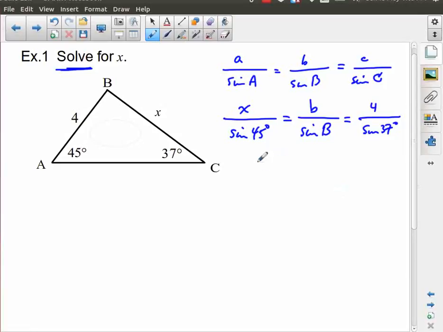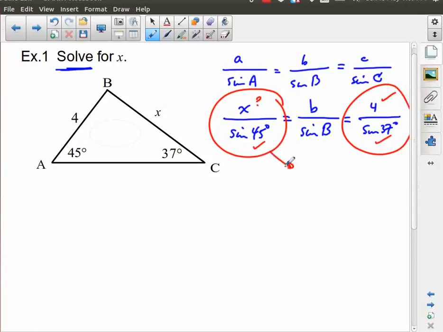Now we take a look and say, do I have enough information to be able to solve for what I want? In this case, I do have enough information because I want the x. I have sine 45 degrees, I have the 4, and I have the 37. So I can take this piece and this piece, and I can bring them together, and I can write a single new equation which I can solve. x over the sine of 45 degrees is equal to 4 over the sine of 37 degrees.